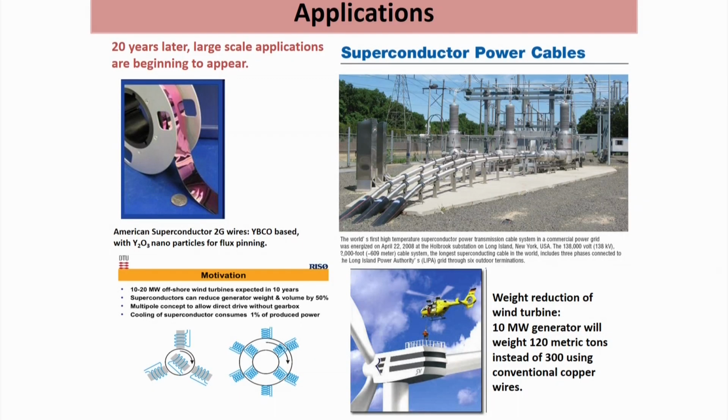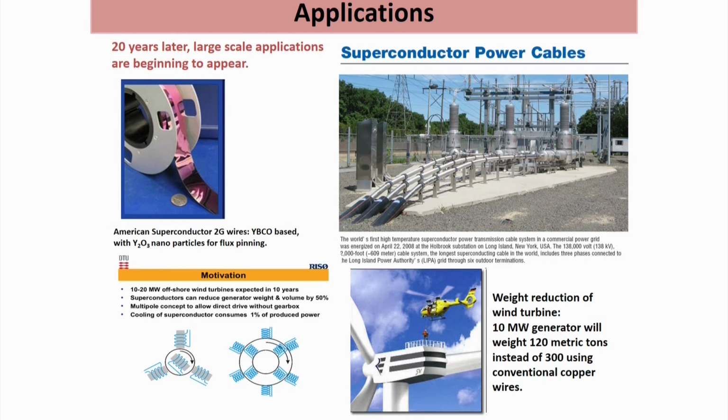Of course, some of these are only futuristic ideas and ambitions, but there are large scale applications of superconductors which can begin to appear, like American Superconductor's 2G wires. So, there are YBCO, that is yttrium barium copper oxide, and Y2O3 yttrium oxide nanoparticles for flux pinning. One can have superconducting power cables such that there are persistent currents and you do not have to sustain the current. Once one starts it, it will keep going on, and various other things.